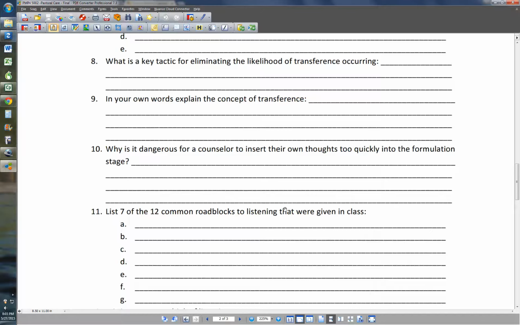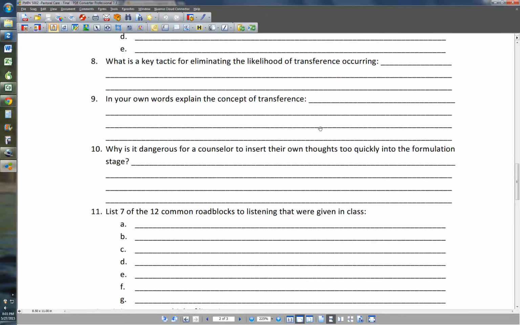Number 9, in your own words, explain the concept of transference. Basically, transference is when the client projects something onto the counselor from their past, right? Some kind of attitude, some kind of mindset onto the counselor based on something they've experienced in the past. So their father was mean to them, and you remind them of their dad, so they're kind of guarded against you. That kind of thing. That's transference.